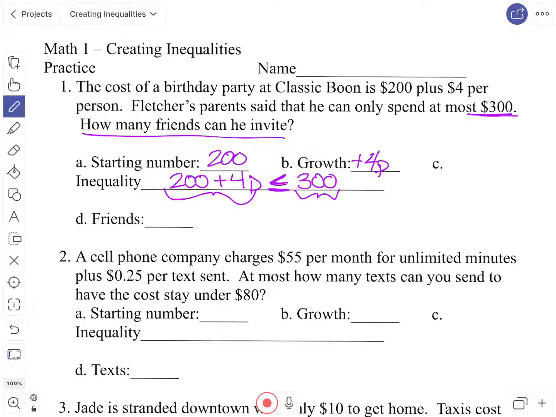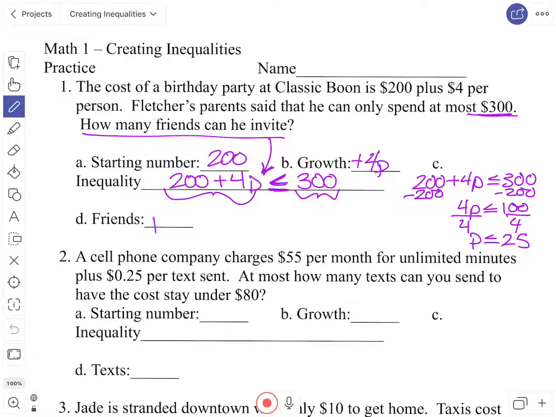Now we want to know how many friends he can invite, so we're going to have to solve for p, okay? Which means we start off by subtracting 200, okay, giving us 4p is less than or equal to 100. Then we divide by 4, giving us p is less than or equal to 25. So how many friends can he have? Well, the maximum amount he can have is 25, but he could have less because he doesn't have to spend all of the money, okay?